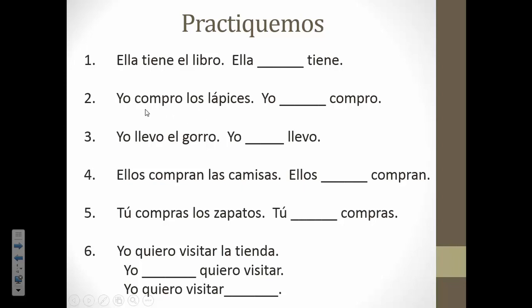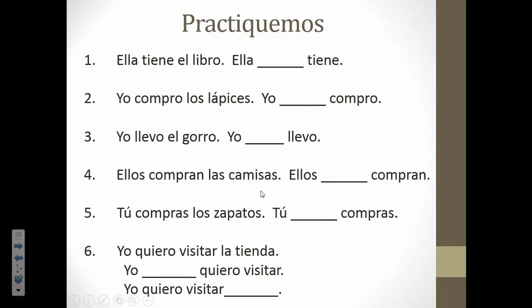Let's look at dos. Yo compro los lápices. I buy the pencils. We want to say I buy them. So we have two options, los or las, and because lápices is los, we're going to use los. Yo los compro. I buy them because it's masculine. Okay, let's look at tres. Yo llevo el gorro. I'm wearing the hat, the winter hat. You want to say I'm wearing it. Okay, because el gorro is masculine, the answer here should be lo. Yo lo llevo.